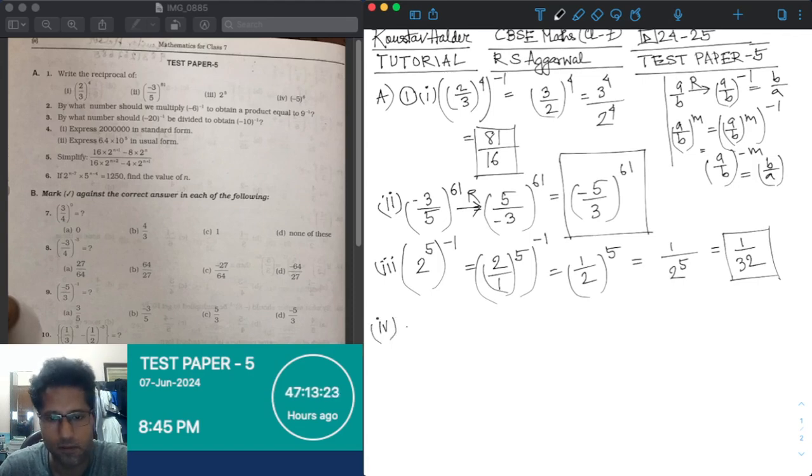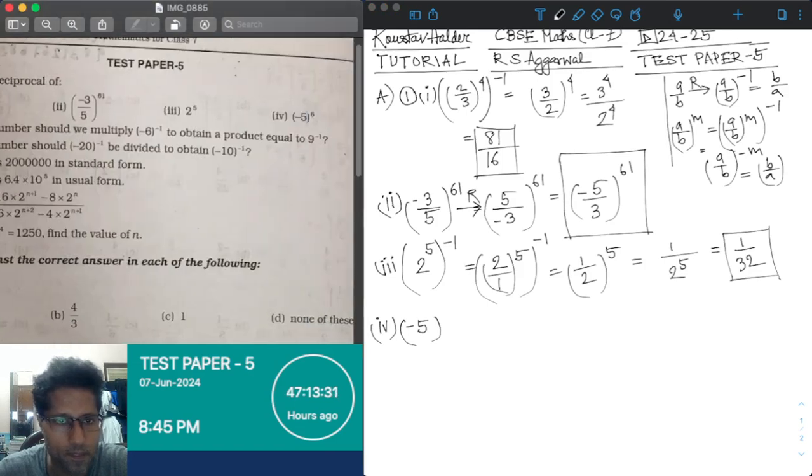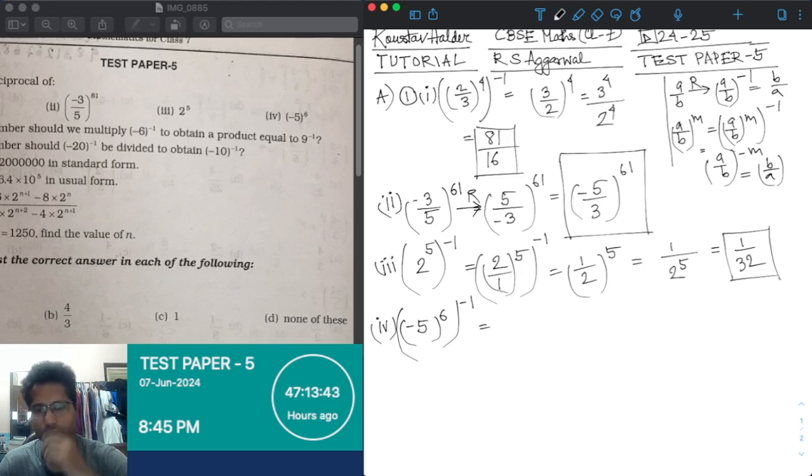Part 4 is minus 5 raised to the power 6. Okay, so we have to find the reciprocal of this. The reciprocal of this is nothing but, we have to just take the reciprocal of the base. So that means 1 by minus 5 raised to the power 6.